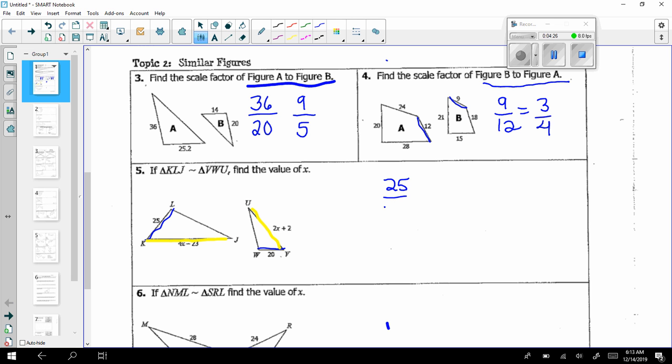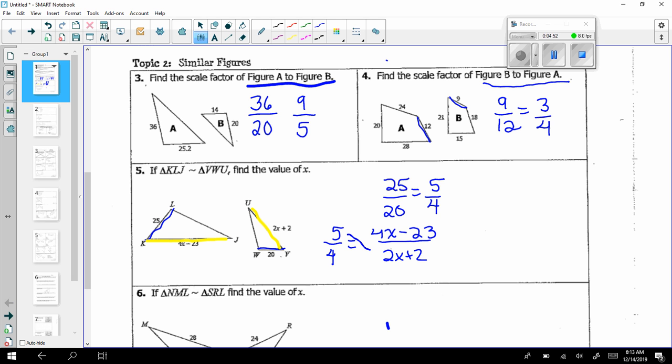Now, what did I teach you guys to do? I taught you to reduce this if you can. If you have two numbers right here, you can reduce it. So that's 5 over 4, and that is my scale factor. I'm going to use that scale factor of 5 over 4, and I'm going to do the bigger side over here. So that's 4x minus 23, and on the bottom, it's 2x plus 2.